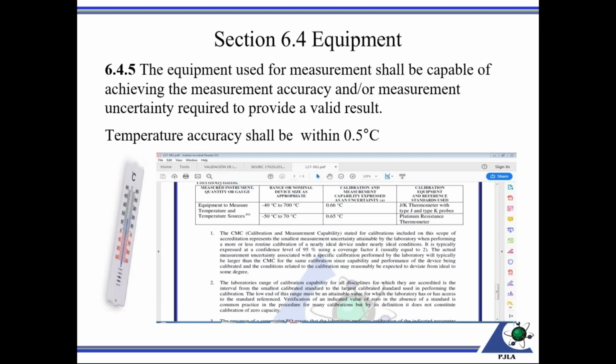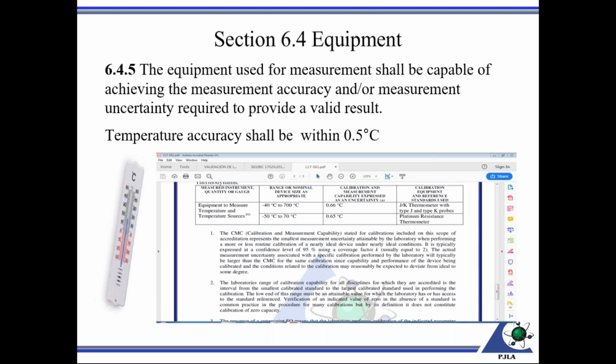Okay, 645. The equipment used for measurement shall be capable of achieving the measurement accuracy and/or measurement uncertainty required to provide a valid result. So perhaps you have specified that your temperature measuring device is required to have an accuracy to be within 0.5 degrees C. What I'm trying to picture here is the device over there on the left, probably would not fit that bill.